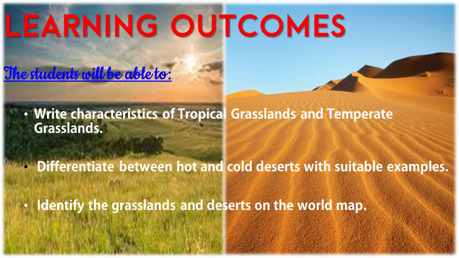Next is to differentiate between hot and cold deserts with suitable examples. We have different climatic conditions that produce different types of deserts on the earth, and we'll be learning the names of the different deserts. Next is to identify the grasslands and deserts on the world map. Students will be locating and identifying the different types of grasslands and deserts on the world map.